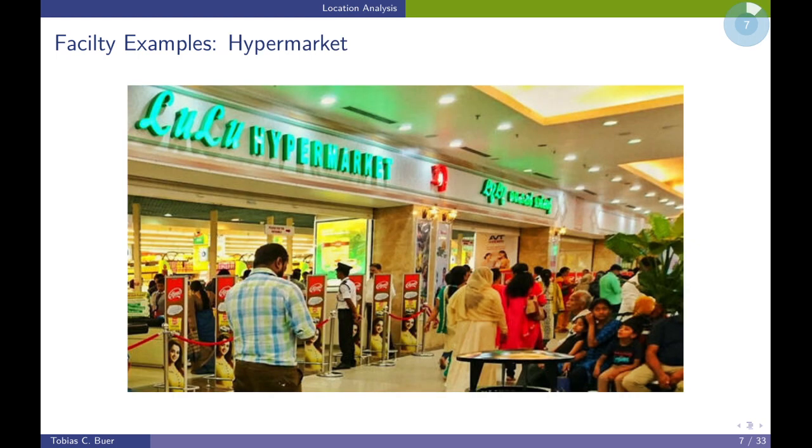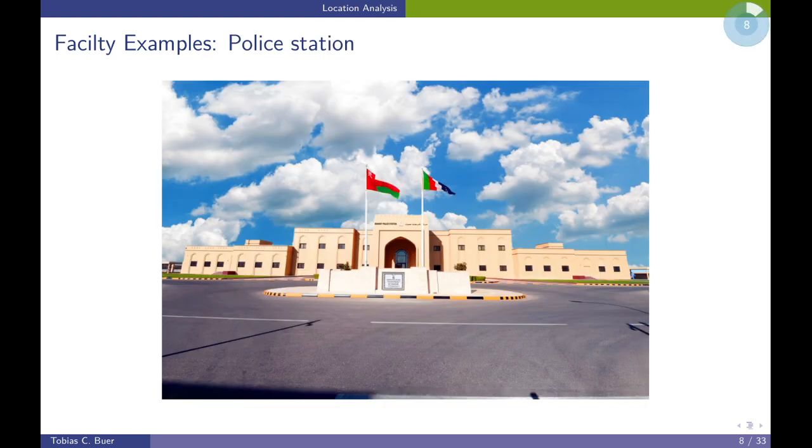If you're the operator of a hypermarket, it will be the location of a new branch of your hypermarket. Another facility, think of the public sector, are police stations. Police stations provide services, for example, vehicle registration in Oman, or they host police officers that need to be able to cover the whole city. So in case a crime is happening, the police officers are quickly at the location and can help.